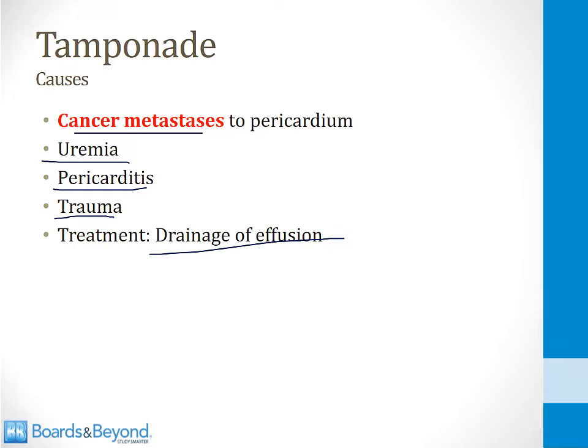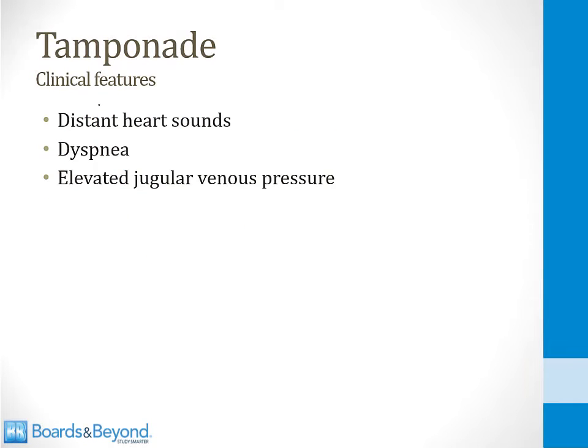Shown on this slide are the major clinical features of tamponade. Heart sounds are distant when you auscultate with the stethoscope. That's because the fluid collection around the heart obstructs the transmission of sound waves to your stethoscope. Dyspnea is the hallmark of tamponade. These patients are always short of breath. And finally, the jugular venous pressure is typically elevated.